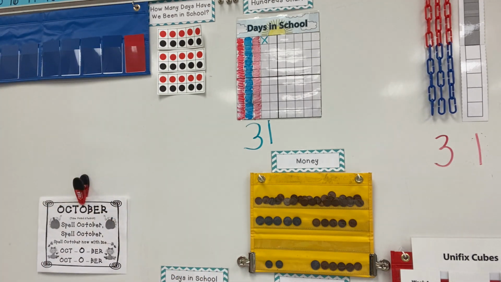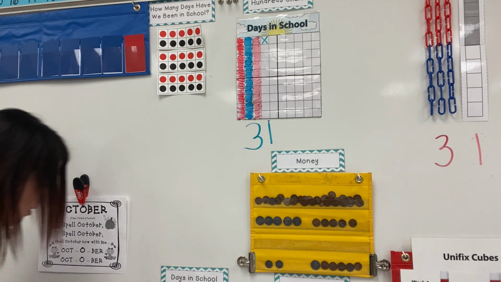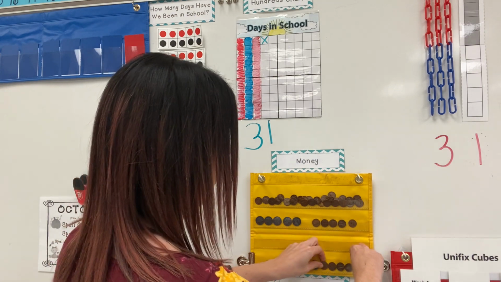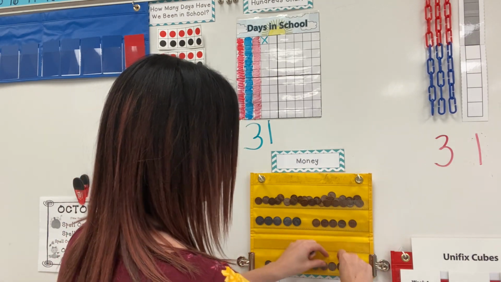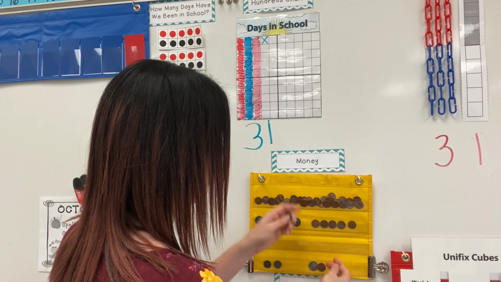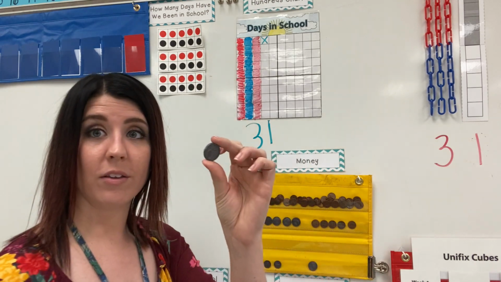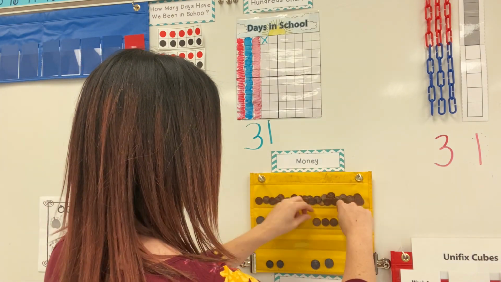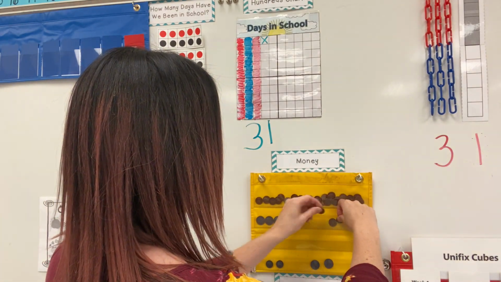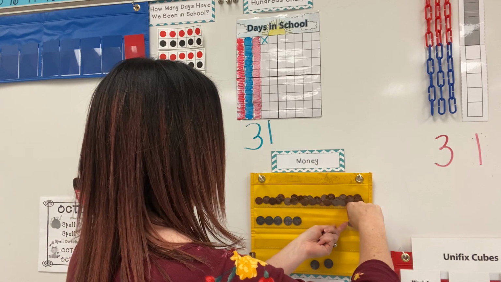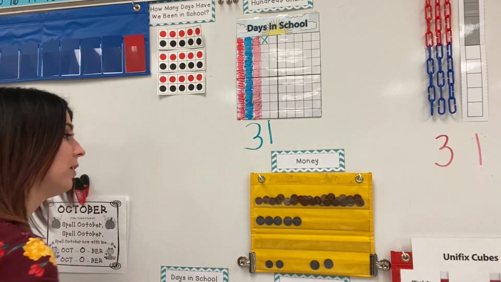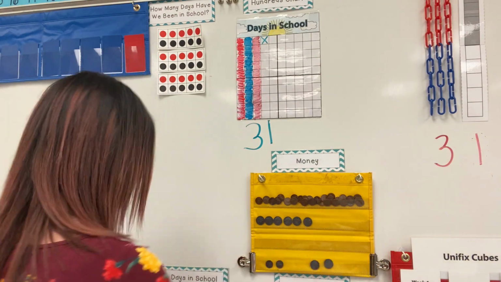Uh-oh, I didn't even grab a nickel. Hold on a second. There we go. So there's 1, 2, 3, 4, 5. That's worth 5 cents. I'm going to take these 5, and I'm going to get 1 nickel because how much is a nickel worth? 5 cents. I'm going to do the same for these up here. 1, 2, 3, 4, 5. 5 pennies. Trade them for a nickel because a nickel's worth 5 cents.